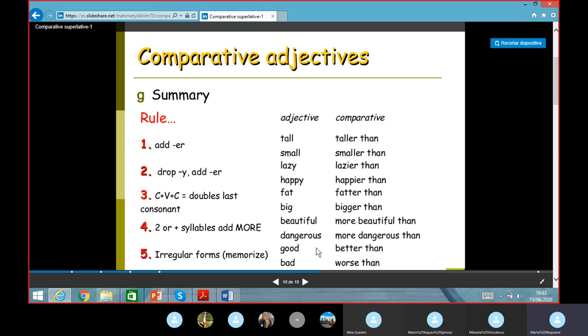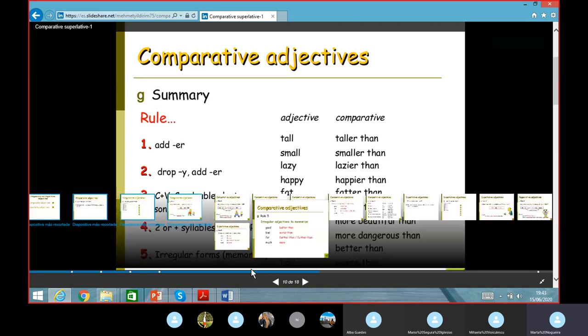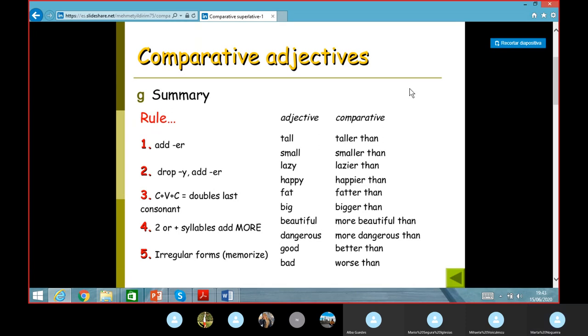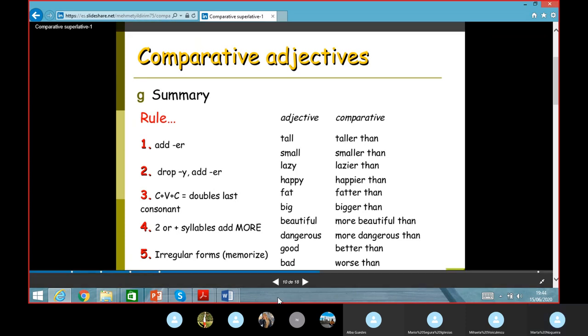Esto depende de las sílabas, si es largo o corto, ¿vale? Si tiene dos sílabas o más, pongo more. The dangerous se queda en more dangerous, aquí ya no añado nada y luego pongo than. And then the irregular forms. Okay? So those were the comparative adjectives. That's it, guys.